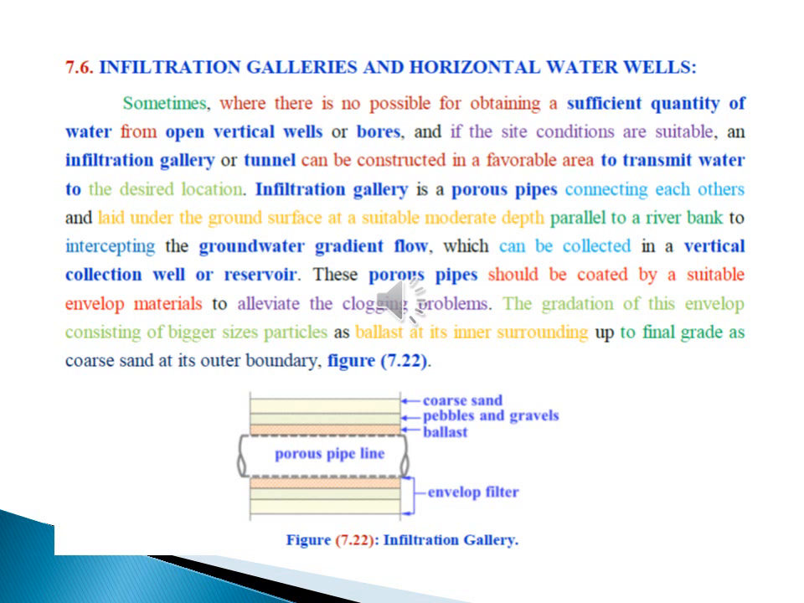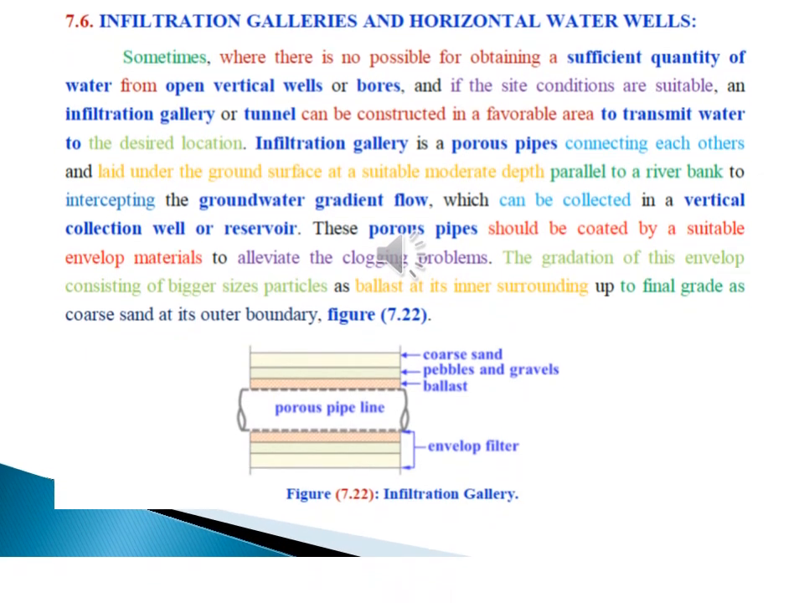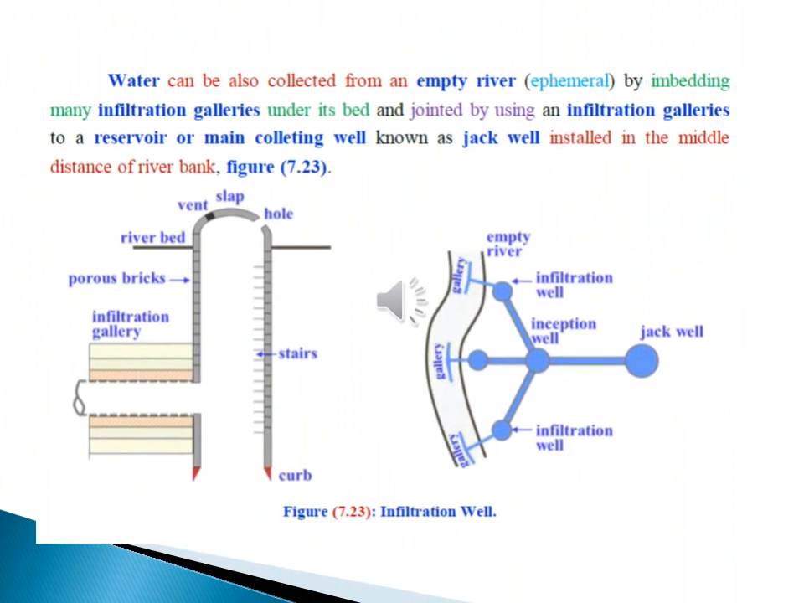This porous pipe should be coated by a suitable envelope material to alleviate the clogging pressure, as shown in the enclosed figure. Figure showing an infiltration gallery and the water collecting mechanism from an ephemeral river by embedding many infiltration galleries under its bed and joining them by an infiltration gallery to a reservoir or main collecting well known as a jack well, installed in the middle distance of the river bank.